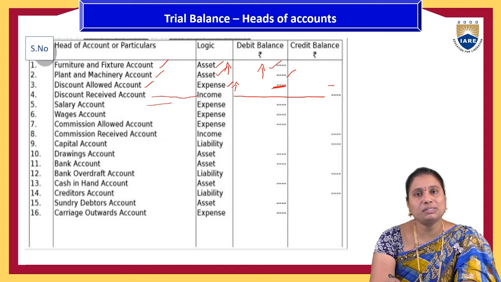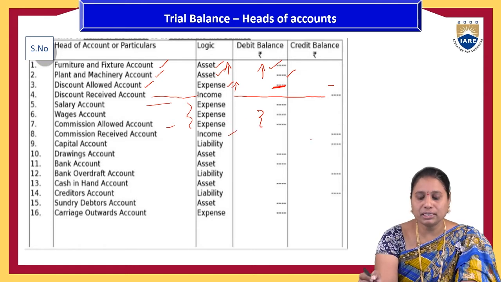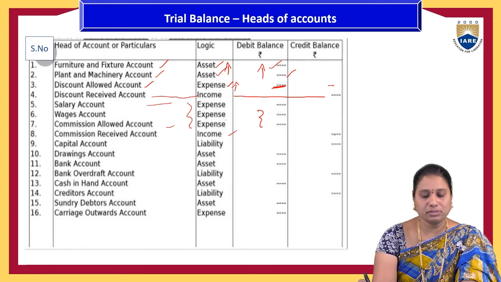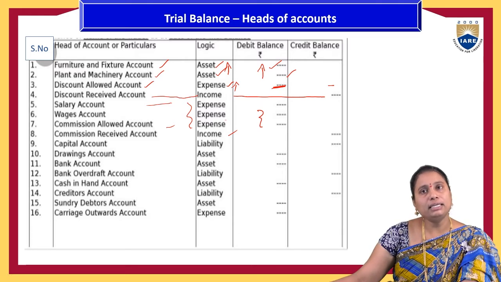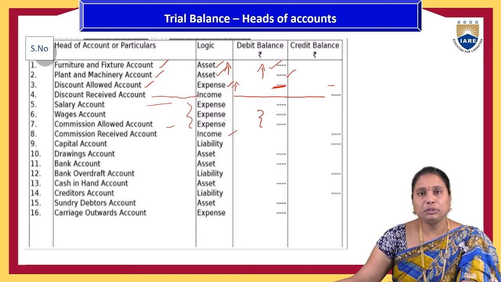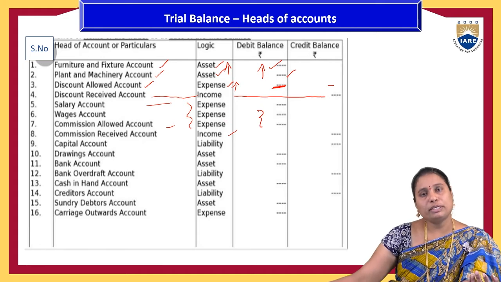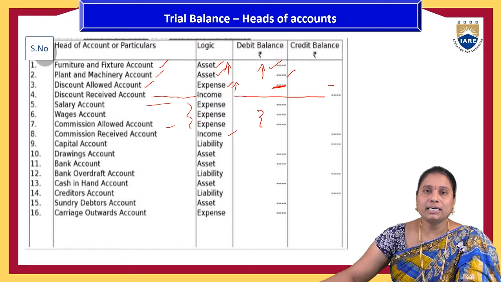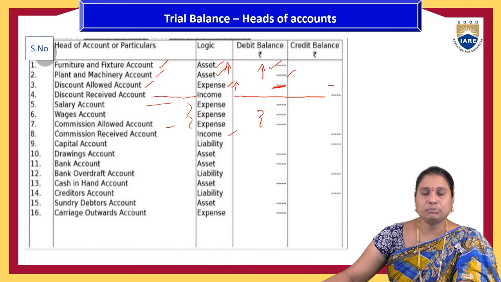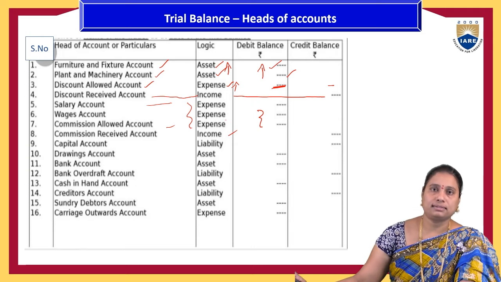Wages account expenses, commission allowed, all these are expenses, so debit balances. And if income is there, then it should be under credit balances. So like this, whether it is an asset, liability, income, revenue, or the owner's equity, based on that, as we have discussed in the previous double entry mechanism, those rules and regulations, the debit and credit balances will be recognized.